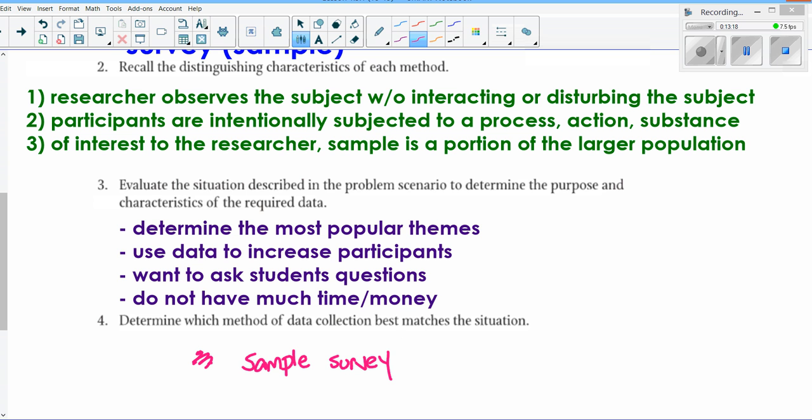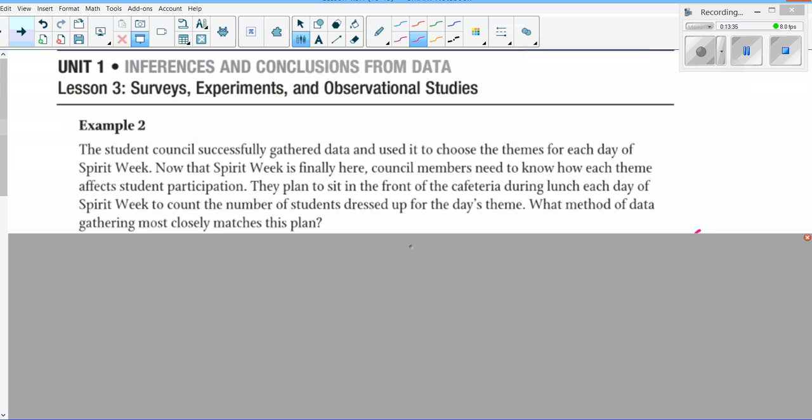They don't have money to offer incentives, so it cannot be an experiment. And they don't have much time, which means that they don't have time to talk to everybody or poll everybody, so it would be a sample survey, a sample of the entire population. Okay, so now let's talk about the next couple examples, and we're going to see which ones these fit for gathering data.